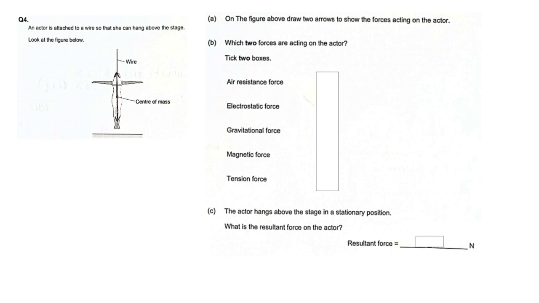One of them is the gravitational force or weight. The actor is attracted to the center of the earth by gravity, causing weight. The second is tension. Tension is applied by the wire on the actor. So those are the 2 forces applied.